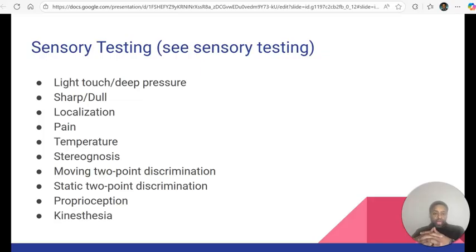Pain, that's self-explanatory. Temperature, self-explanatory to some extent, is the person's ability to differentiate between, of course, hot and cold. Stereognosis is the brain's capacity to utilize sensory information to determine what an object is. And oftentimes when we administer this, we have the person close their eyes and we give them an item to feel in their hands and ask them to identify specifically what it is that they're feeling.